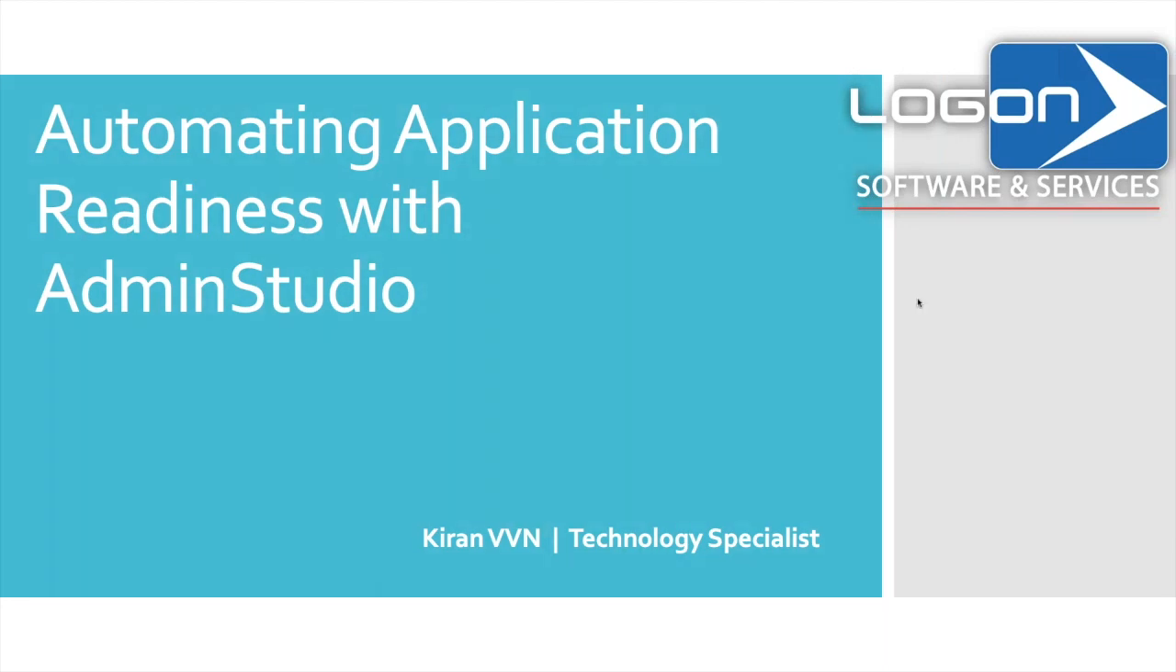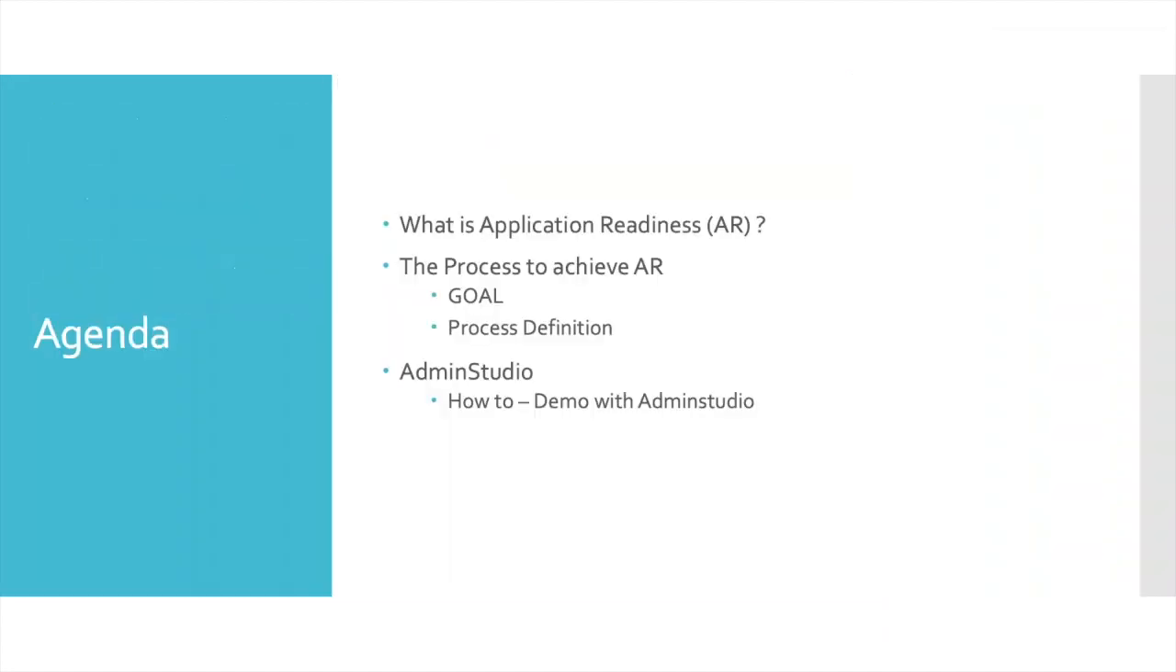We are here to discuss automating application readiness with AdminStudio. So the brief overview of the agenda is we look at what is application readiness and what is the process that we need to put in place or follow to achieve a set goal. The goal can come from a business requirement or an enterprise transformation requirement. We look at the overview of that, and we look at how AdminStudio can help us achieve this.